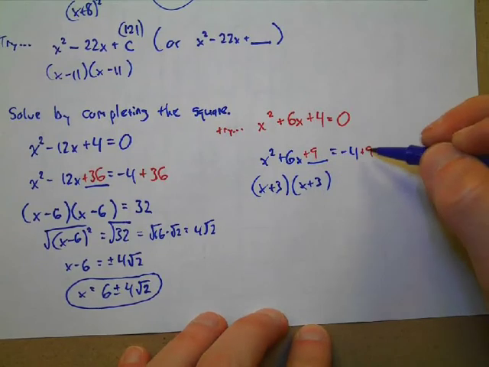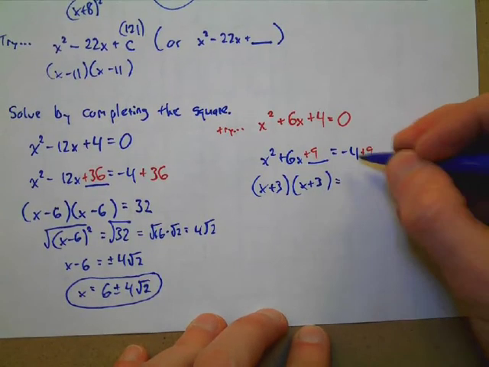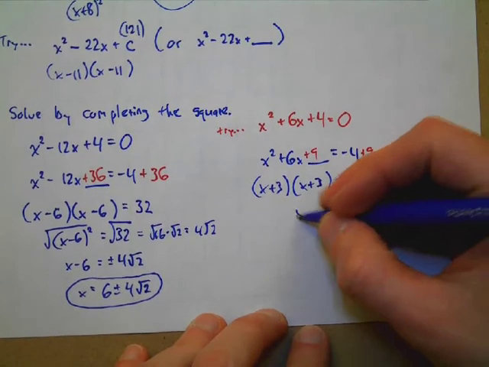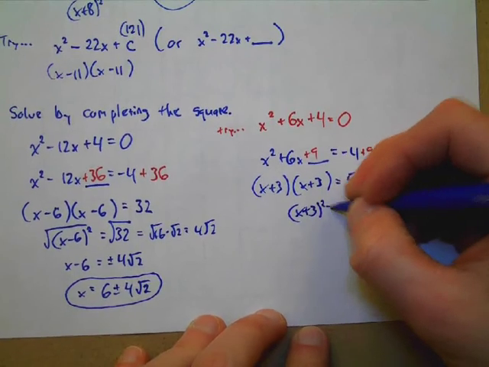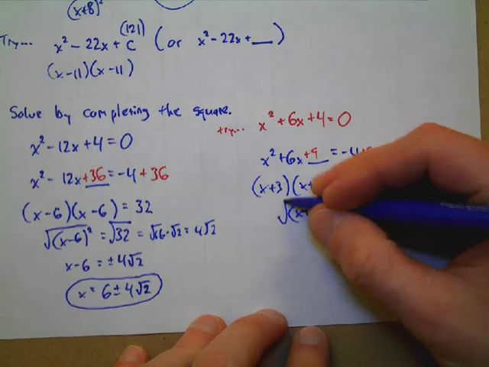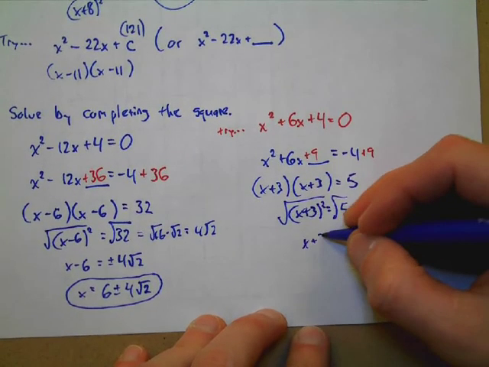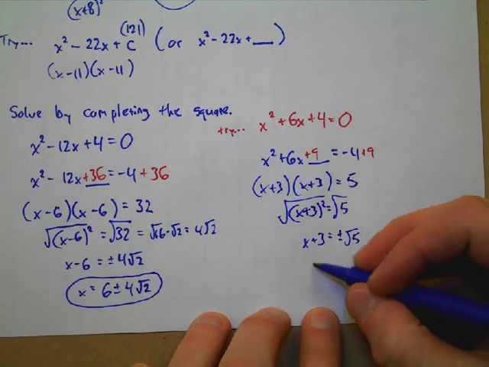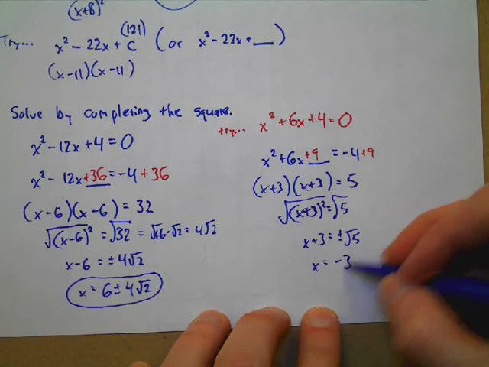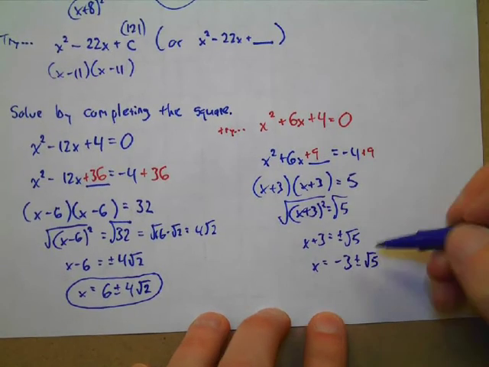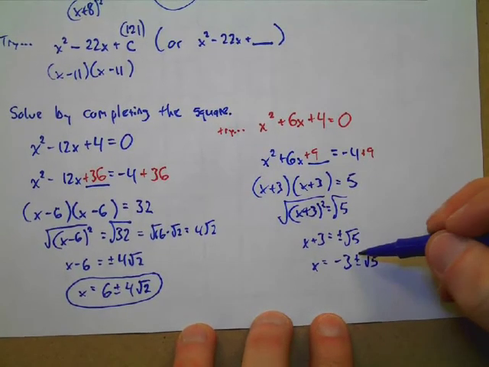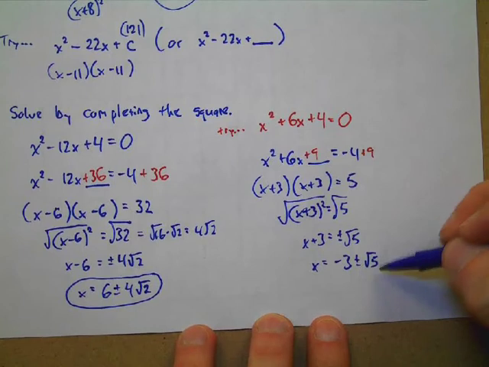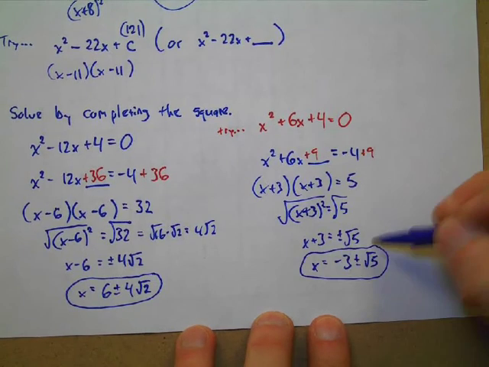Since we already have that negative 4, though, it's negative 4 plus 9 to make a 5. So we have x plus 3 squared equals 5. Square root both sides. Get x plus 3 equals plus or minus the square root of 5. Don't forget that, right? We're still in an equation here. And so you get x equals negative 3 plus or minus the square root of 5. Okay? So the two answers are negative 3 plus the square root of 5 and negative 3 minus the square root of 5. And there are our answers there.